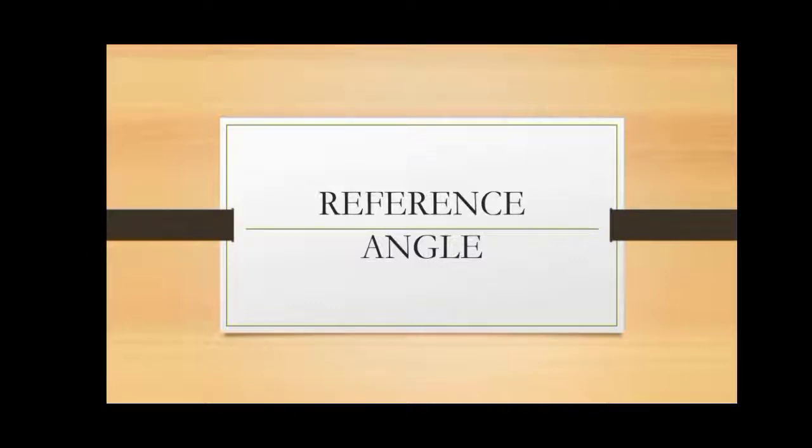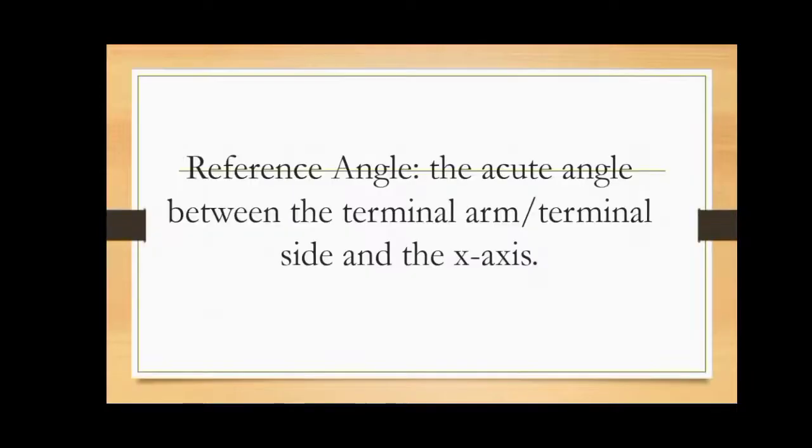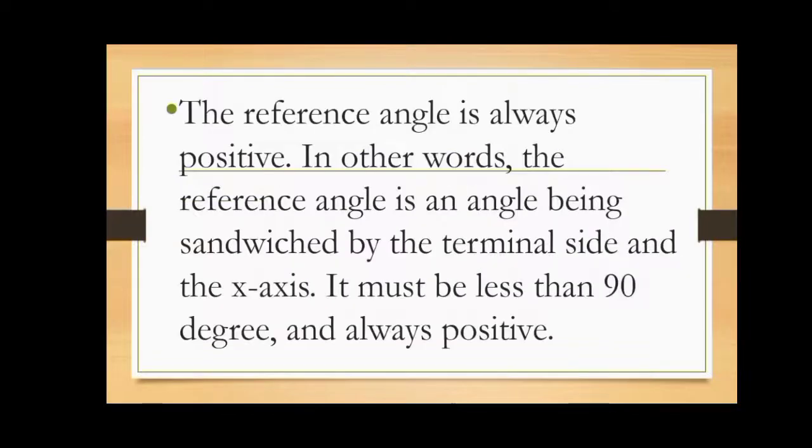In this video, I am going to discuss what a reference angle is. A reference angle is the acute angle between the terminal arm, or terminal side, and the x-axis. The reference angle is always positive. In other words, it is the angle sandwiched by the terminal side and the x-axis. It must be less than 90 degrees and always positive.